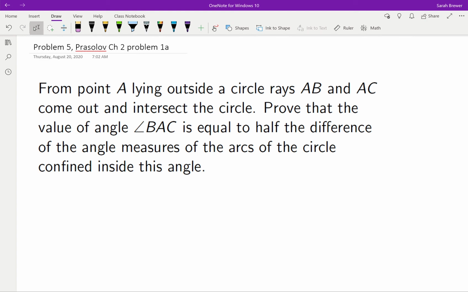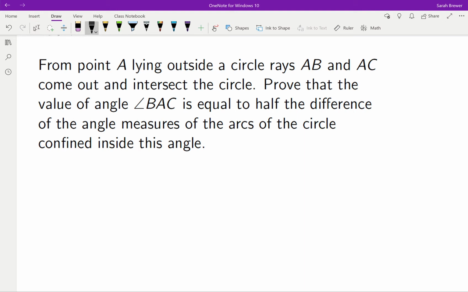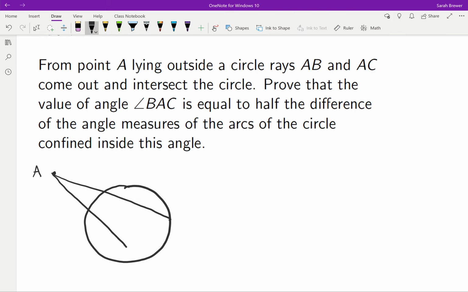All right, we're going to look at problem number 1 from the Prasolov chapter 2. So here we are given a circle, and we have a point A outside the circle. And we have two rays, ray AB and ray AC. We'll put B here and C here.